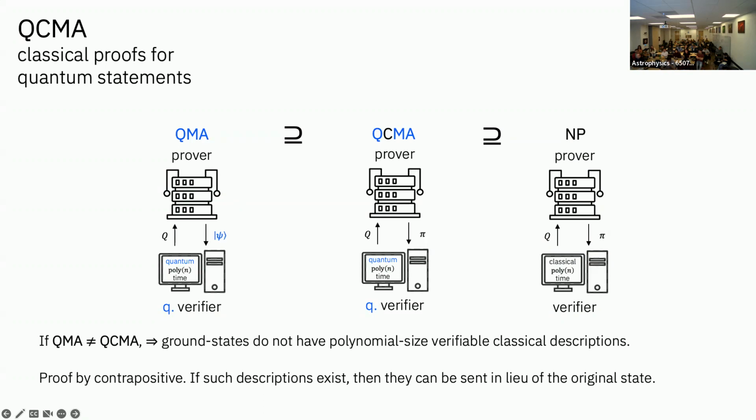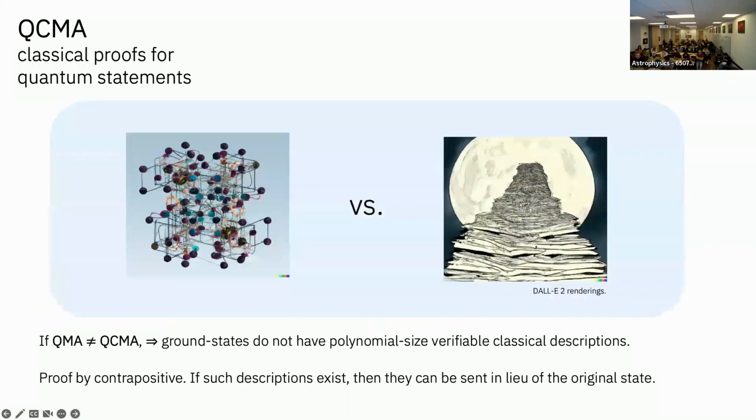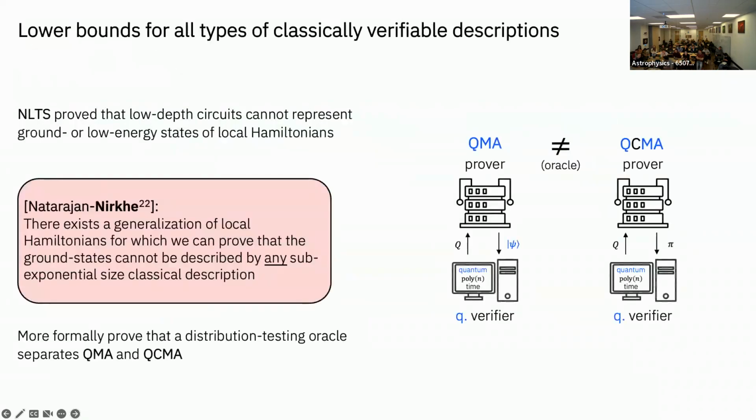Yeah, exactly. So if QCMA is not equal to QMA, then ground states should not have polynomial size verifiable classical descriptions, right? Because otherwise you could send the verifiable description. So the key word here is verifiable, not just any description. Okay, I didn't see that. Yeah. In fact, just for the interest of space, this should say sub-exponential size verifiable classical description, because there always exists that tautological answer that we just hate. But because of that tautological answer, implicitly descriptions should always be thought of as verifiable. Okay. Yeah. No, great catch.